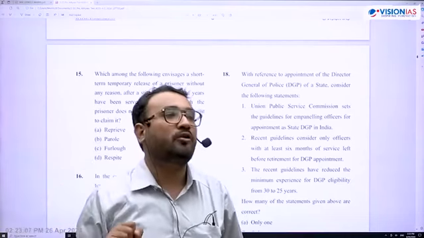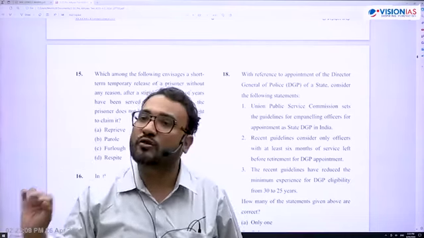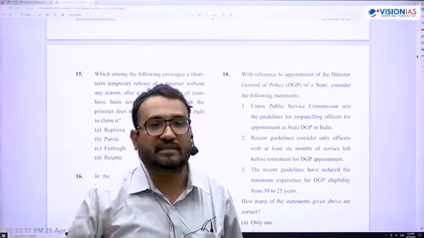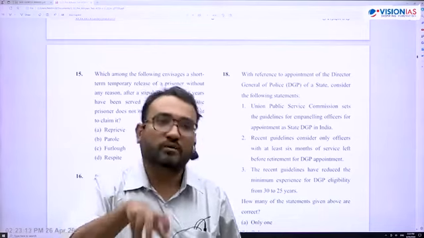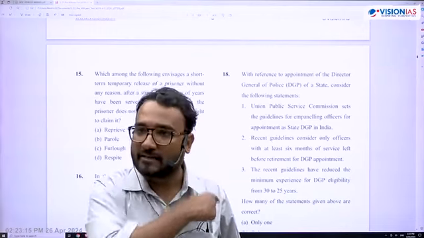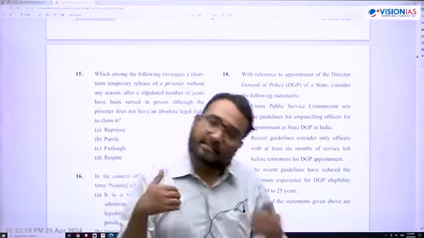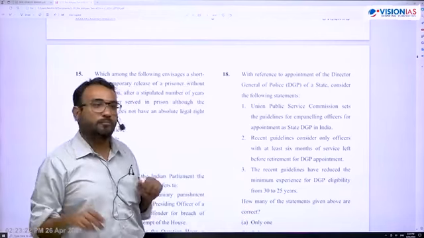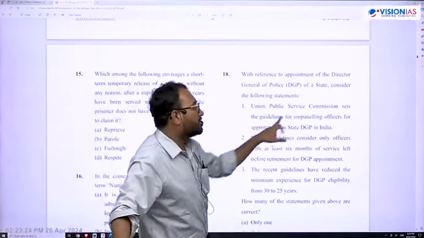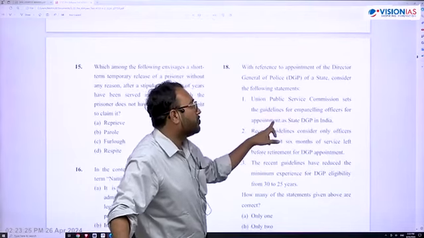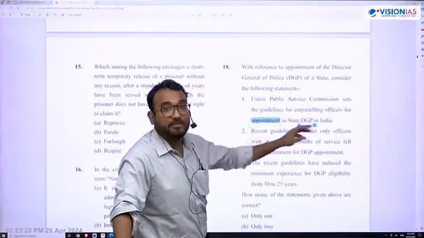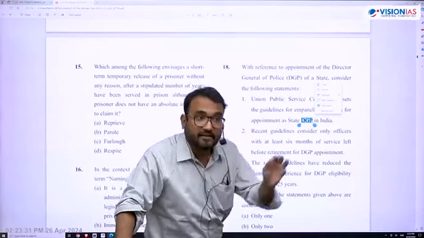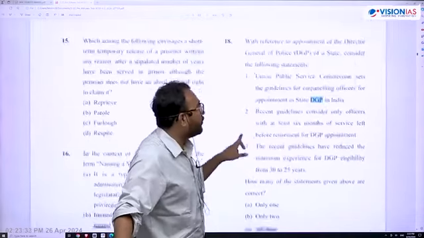One thing. Second important thing, whenever a state PSC officer is promoted to IAS or IPS, then also the names are sent, scrutinized, and everything is done by the UPSC. So UPSC is involved. And in the DGP's appointment also UPSC. Prakash Singh Badal case and Vineet Narayan case, these are the 2 important cases. So Union Public Service Commission sets the guidelines for empanelment of officers to be appointed as state DGP. This is absolutely a correct statement, because UPSC is deeply involved.